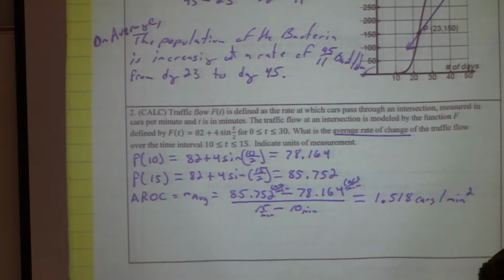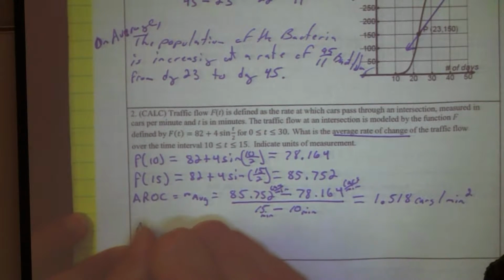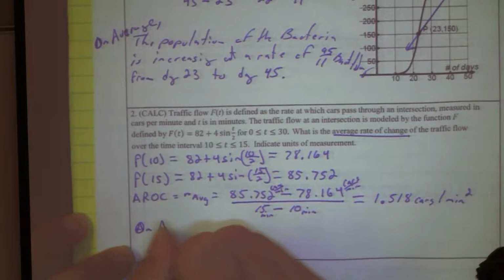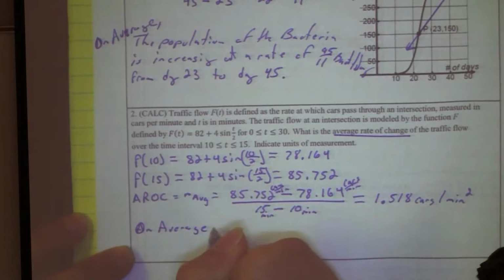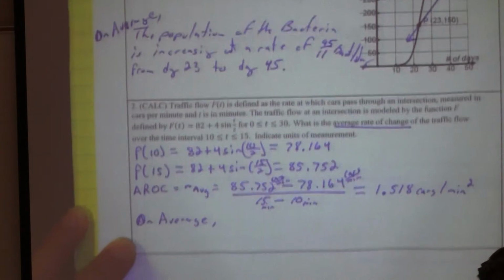So what would that tell us? What is that describing? On average, what?